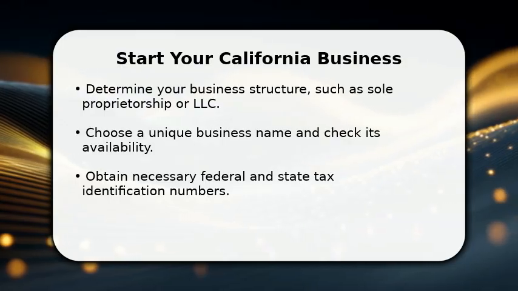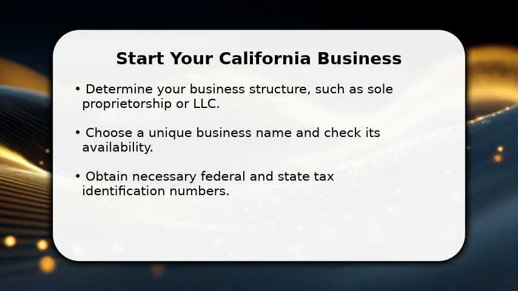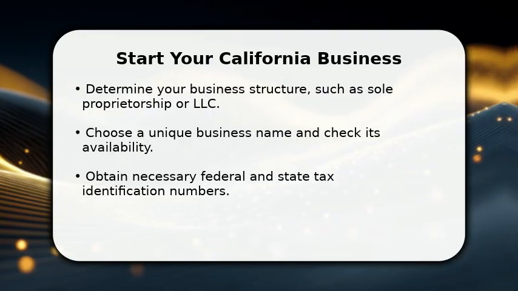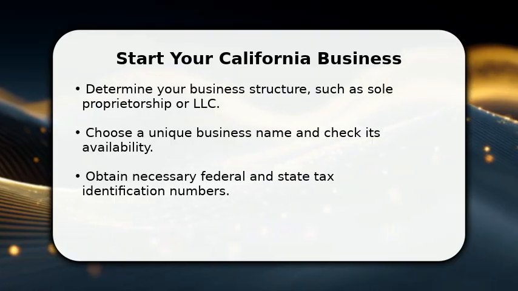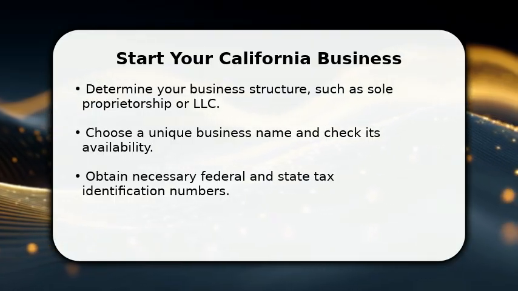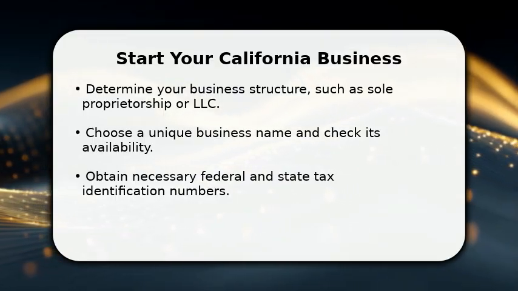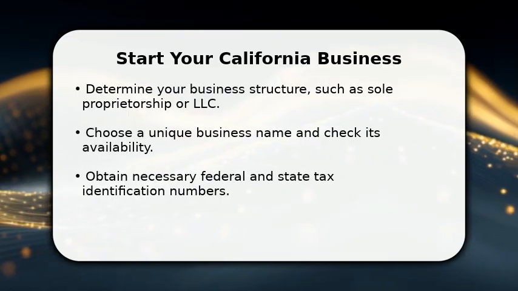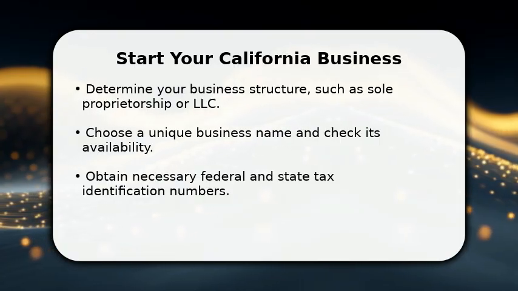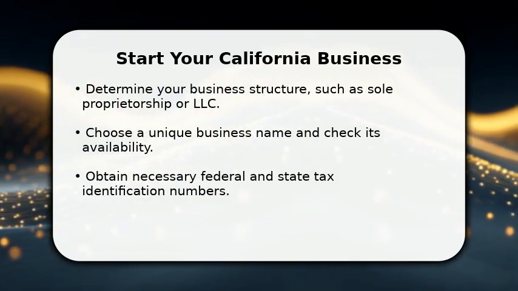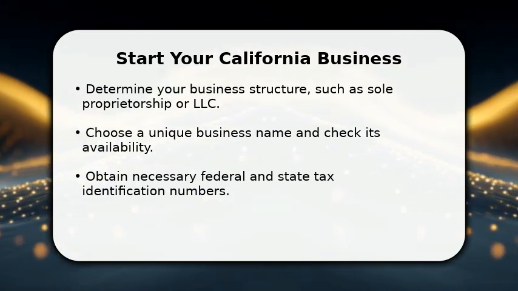In this video, I will explain how to apply for a business license in California. First, you'll need to determine your business structure, like a sole proprietorship or an LLC. Next, choose a unique business name and verify its availability with the California Secretary of State. Finally, secure your Federal Employer Identification Number, or EIN, from the IRS, and any required state tax ID. These initial steps are crucial for a smooth application process.